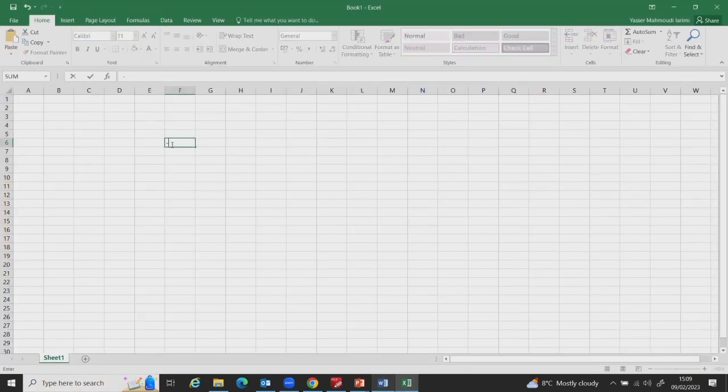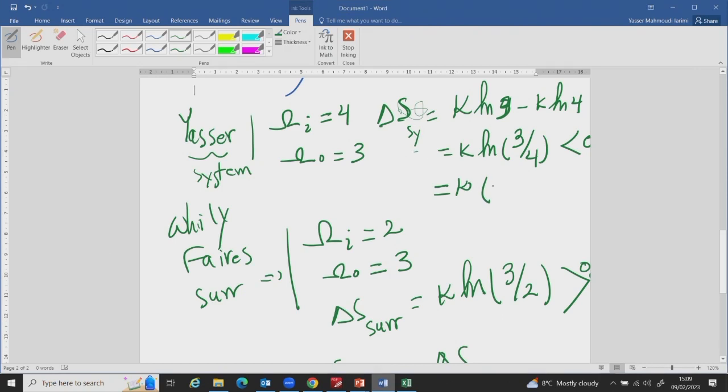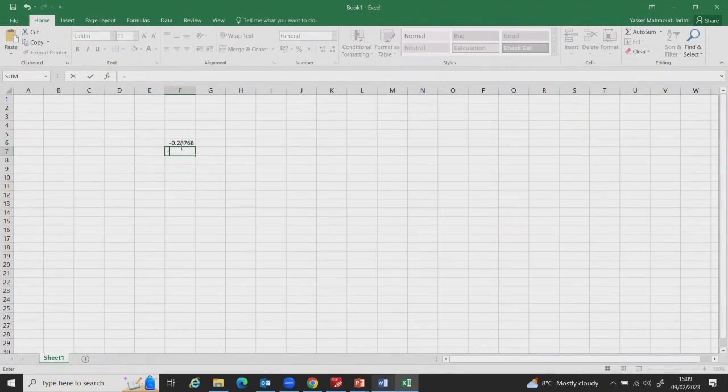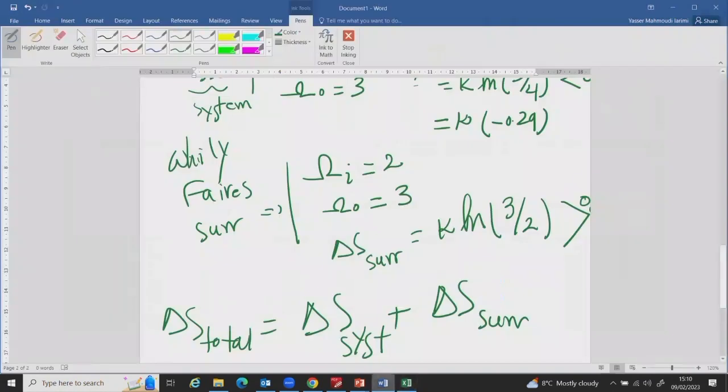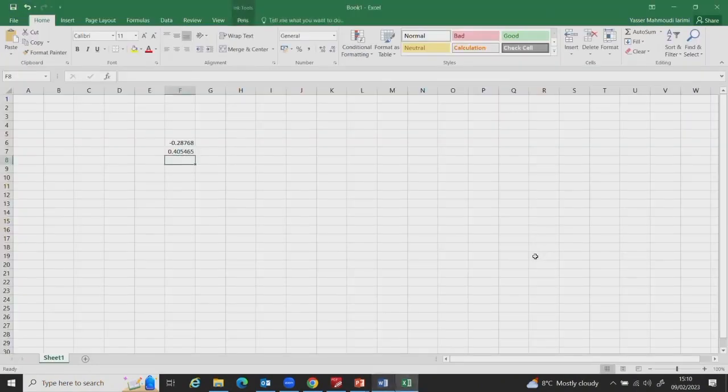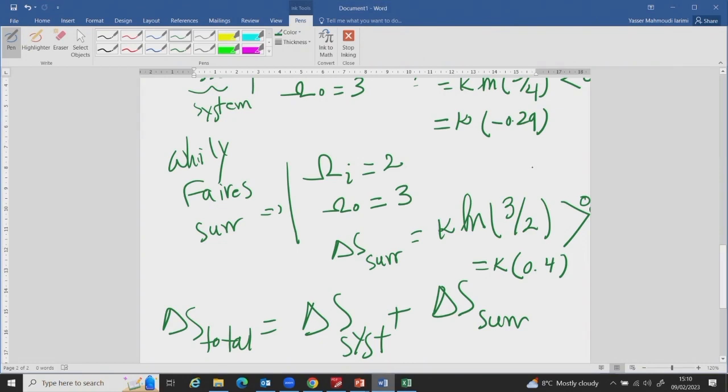So it's going to be ln of 3 over 4, which is minus 0.29, so it's k times minus 0.29. And this one, ln 1.5, ln 3 divided by 2, is 0.4, and this is k times 0.4. So it's positive, this is negative. So my entropy has reduced while your friend's entropy has increased. But the total entropy will be the sum of this one and this one.